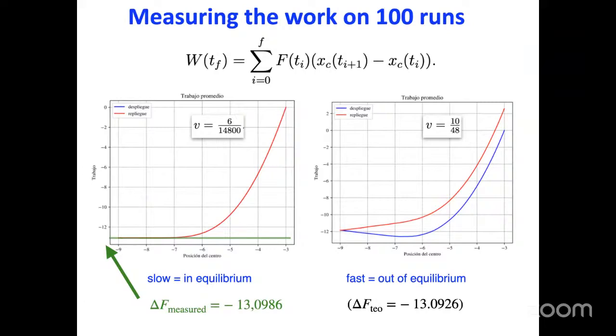And then now finally we can go very fast, so out of equilibrium. If we go out of equilibrium, the average path for the work will be this one, and the backward will be that one.